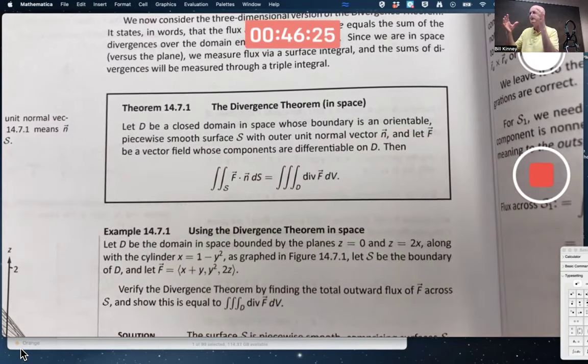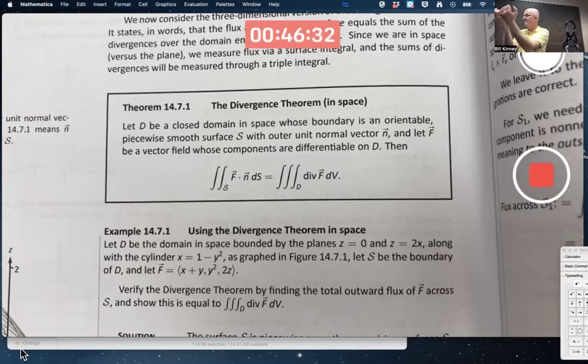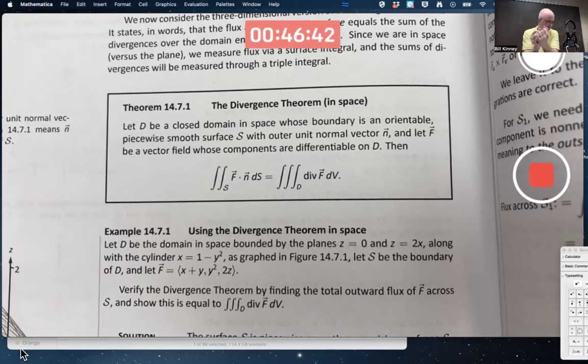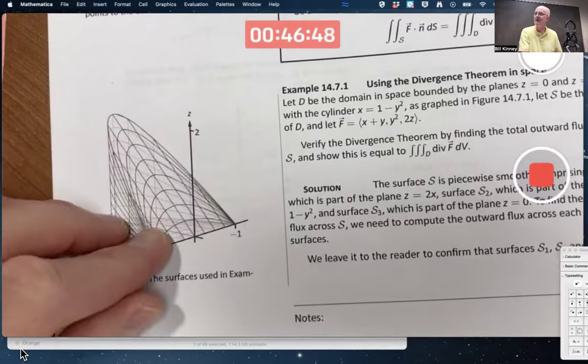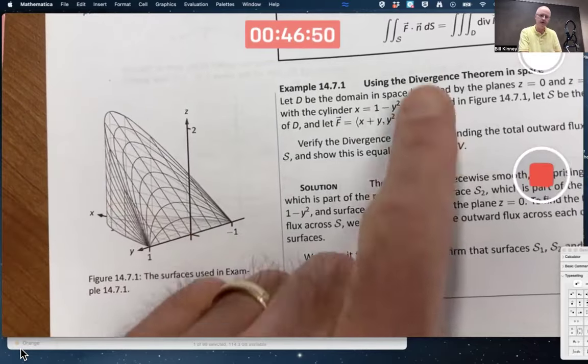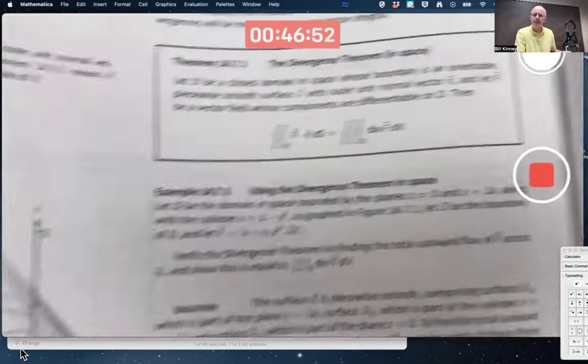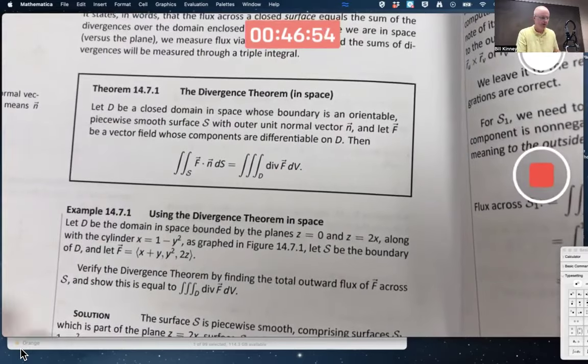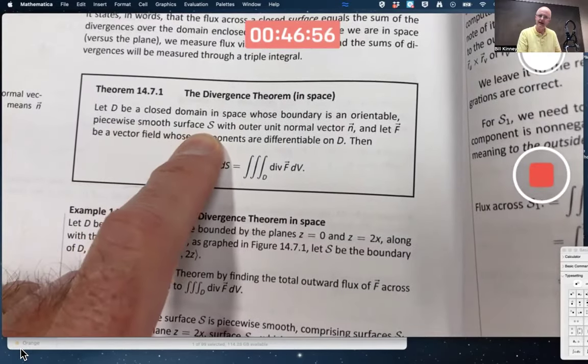Even a torus of donut shape is orientable. And sometimes you'll see in books them do donut shapes. We're not doing a donut shape because it's hard to parameterize. It is possible, but it's hard. There are other shapes like this one that are bounded by various kinds of surfaces made up of pieces, and you have to integrate over each piece to do the surface integral and add the results. Yeah, piecewise smooth surface, S.